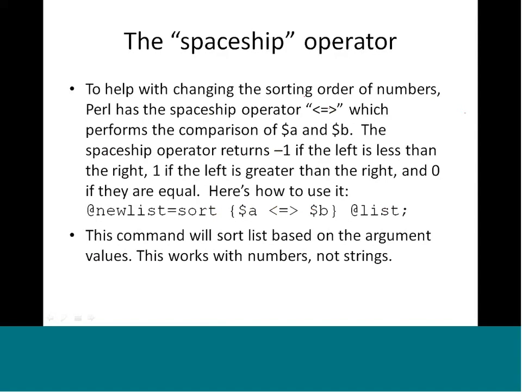We now use a specific operator called the spaceship operator, which is less than, equal to, greater than, all three combined. It looks like a spaceship, hence it is called the spaceship operator. This performs the comparison of a and b. The spaceship operator returns -1 if the left is less than the right, 1 if the left is greater than the right, and 0 when they are equal. Here is how to use it: the new list is sort, then $a spaceship operator $b, and then the list. So this is a real numeric value sort.